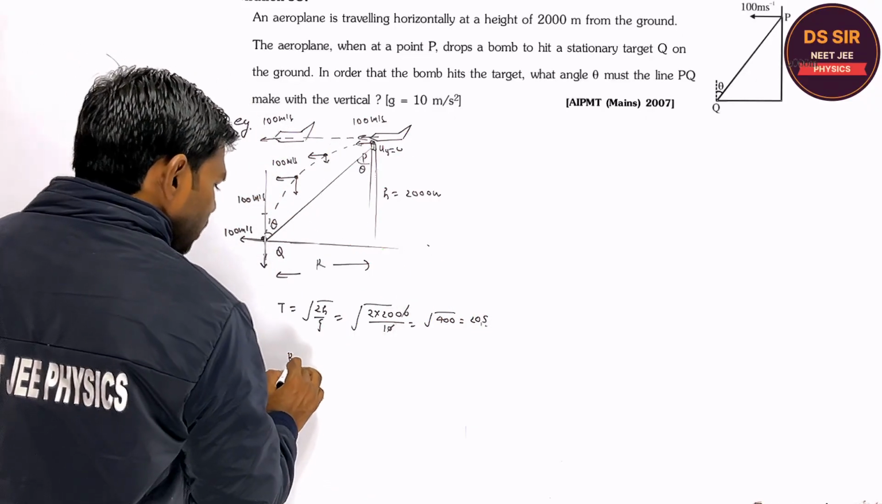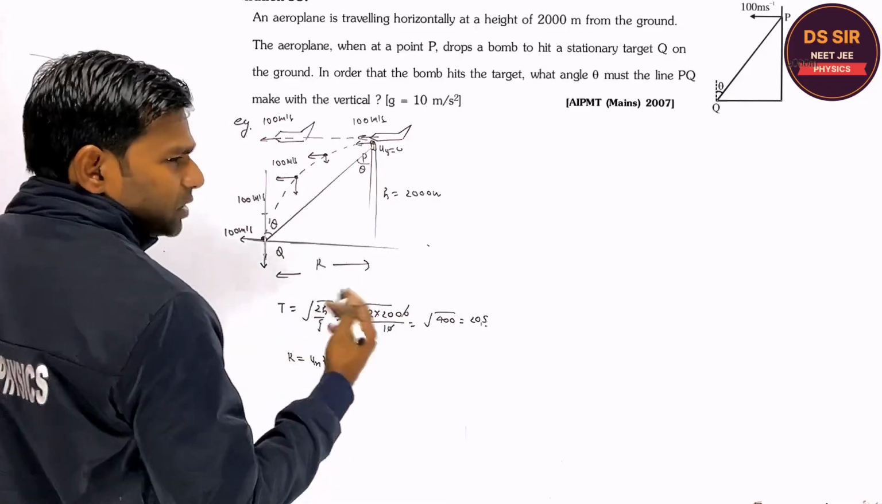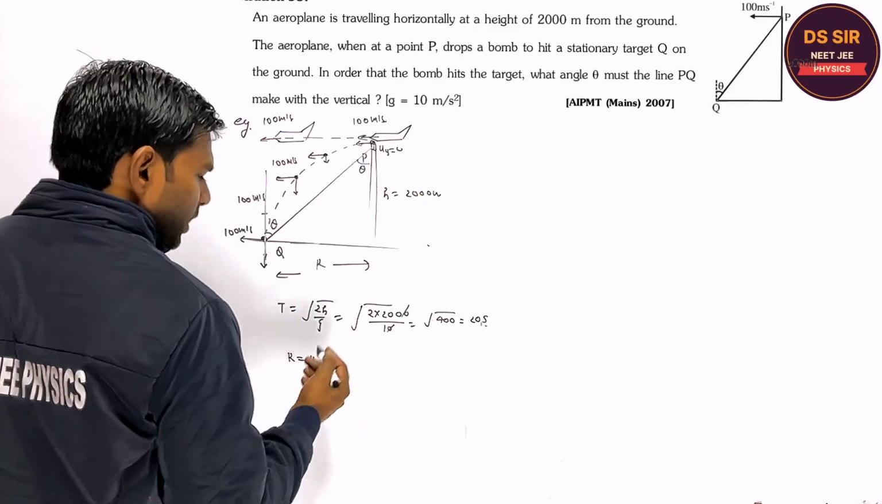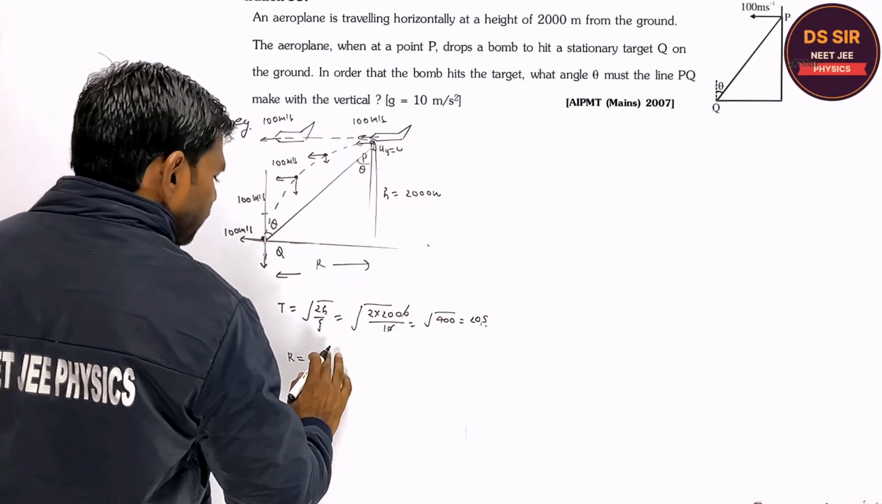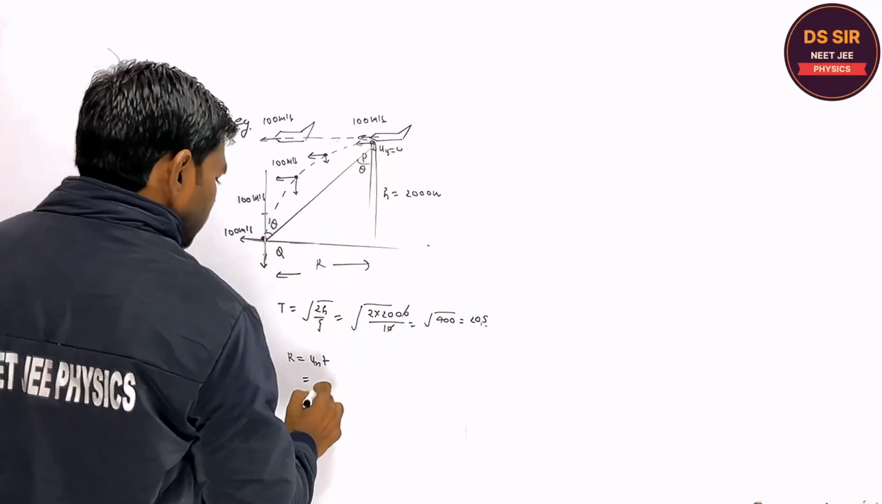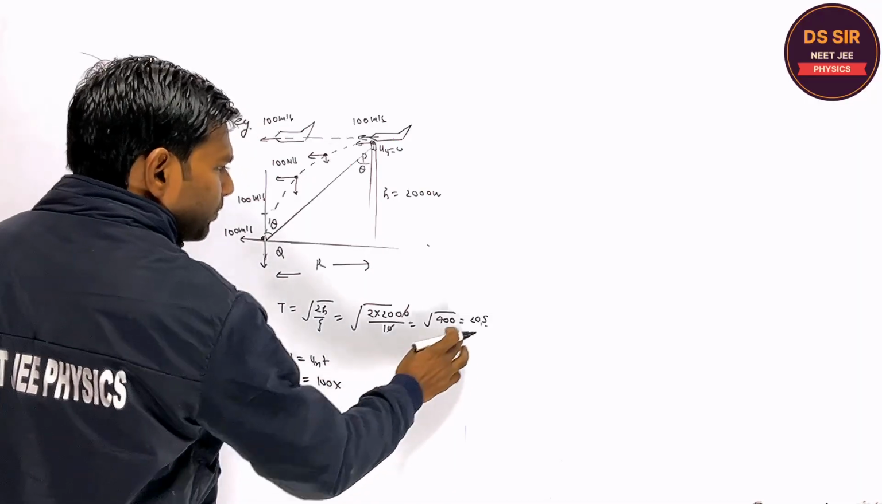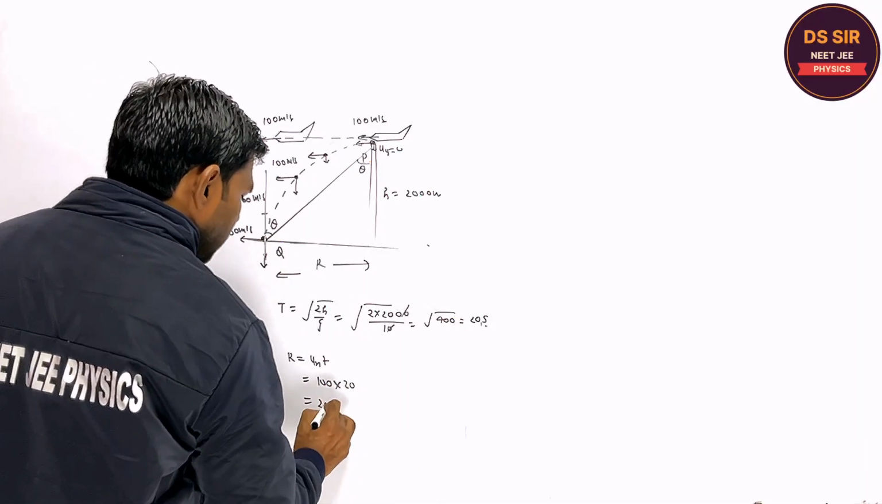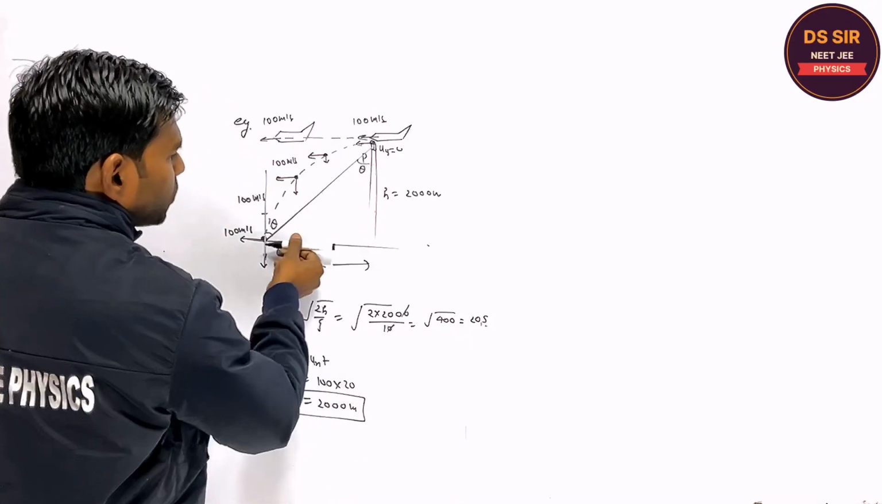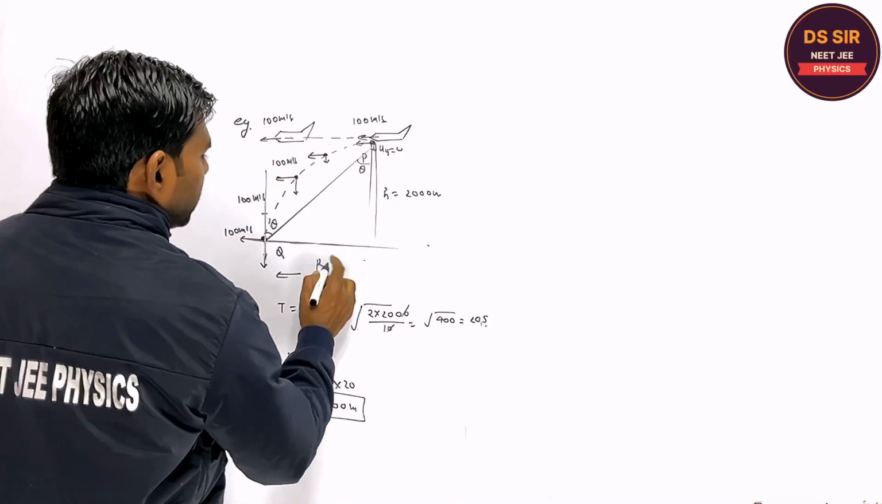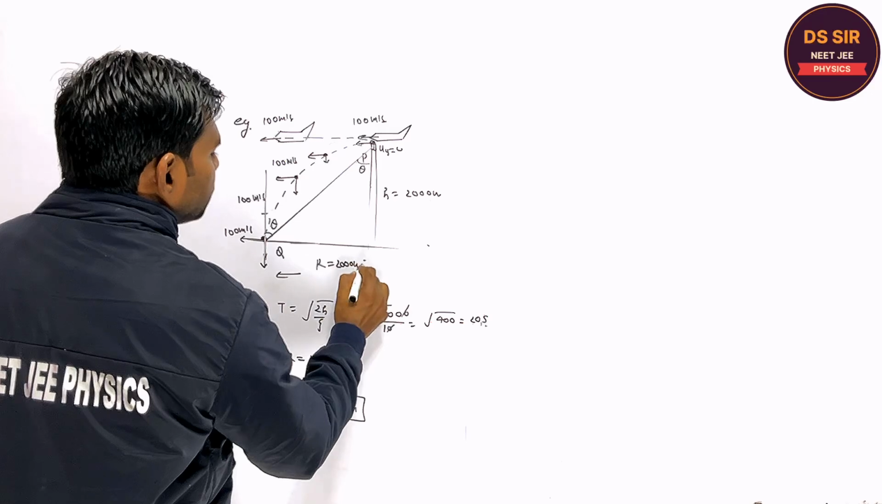The range is equal to ux into t, because s is equal to ut plus half ax t square. The acceleration in x direction is 0. Speed into time. What is the speed? Say 100. What is the time? Say 20. So this is again 2000 meter. So the horizontal range of this projectile is 2000 meter, right?